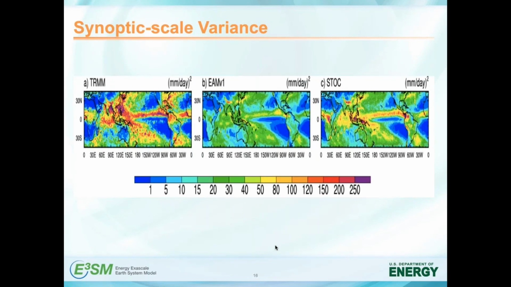And then in addition to intraseasonal variability, we also looked at the synoptic-scale variance, and this is bandpassed by a 2 to 9 day bandpass. TRMM has a lot of variance here, and again, comparing the EAM model, it's much weaker in the synoptic scale variance, and compared to that, the stochastic parameterization does have enhanced synoptic scale variance as well.